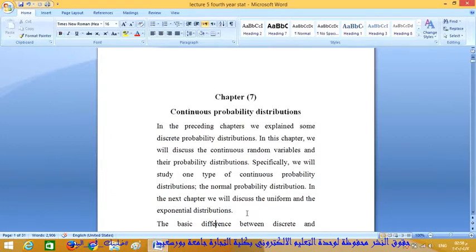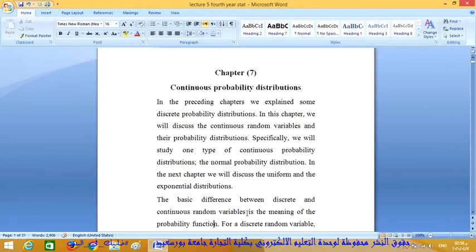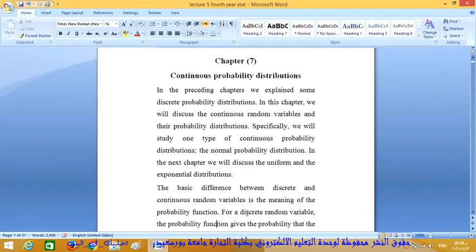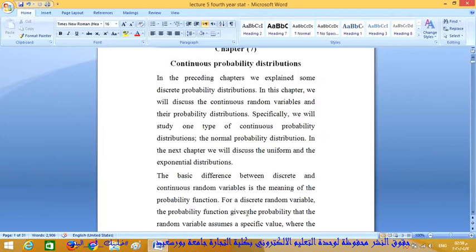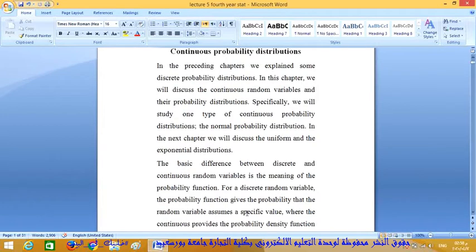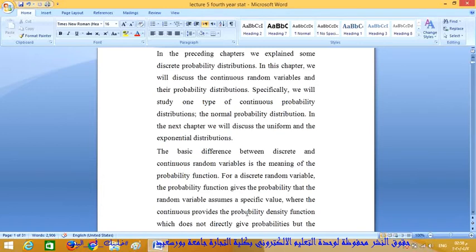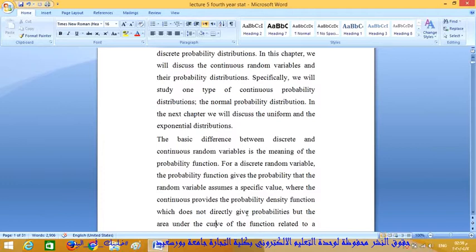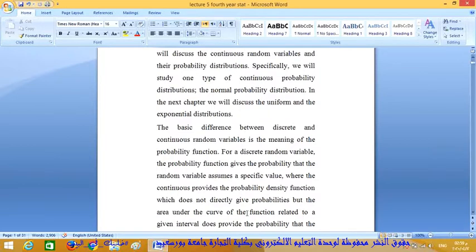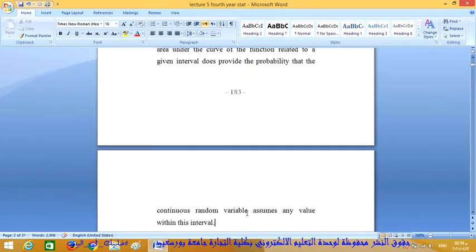The basic difference between discrete and continuous random variables is the meaning of the probability function. For a discrete random variable, the probability function gives the probability that the random variable assumes a specific value. The continuous case provides the probability density function, which does not directly give probabilities, but the area under the curve of the function related to a given interval, not a point. It provides the probability that the continuous random variable assumes any value within this interval. So this is the difference between the continuous and the discrete random variable.